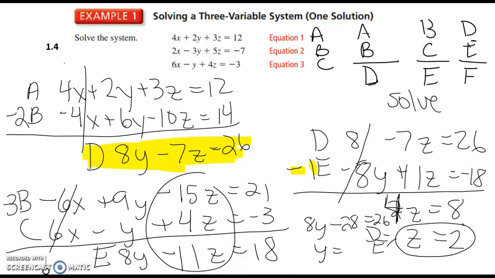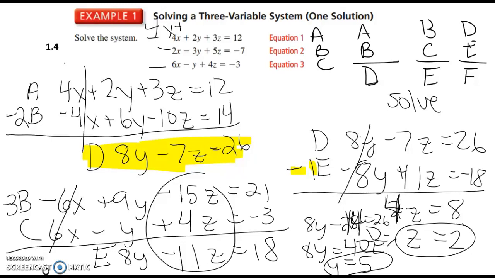So now plugging 2 into equation D, I have 8y, 2 times 7 is 14. I can add 14 to the other side, and that gives me 40 for 8y, and then divide by 8, you get y equals 5. Now I can plug both y and z into any of the equations above, A, B, or C. So if I just do A, I get 4x plus 2 times y, which is 10, plus 3 times z, which is 2, so 3 times 2 is 6, and that equals 12. Adding 10 and 6 together, I get 16. I'm going to subtract it to the 12 side and get -4, and divide both sides by 4 and get x is -1. I can then check all 3 values in any equation, and all 3 should work.